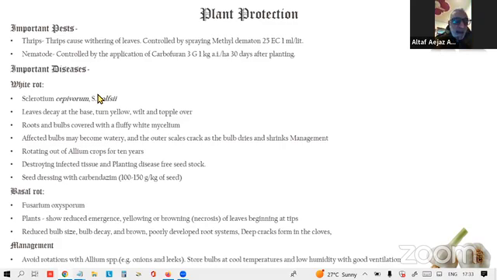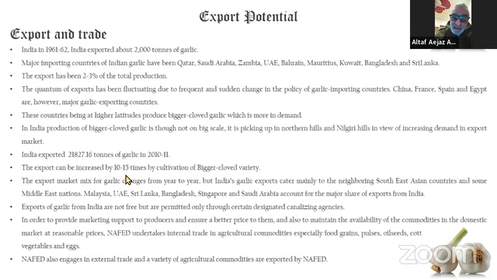What exactly is the export potential? Export potential and its trade. If we go into the basics, in 1960-61 and 62, India started exporting garlic, 2,000 tons of garlic. That dates back almost 60 years. For 60 years we have been exporting garlic because of its high value and its production.